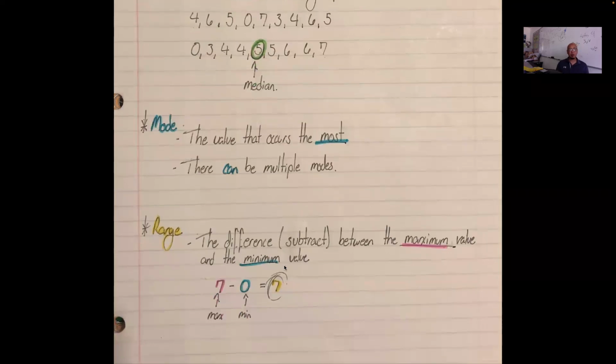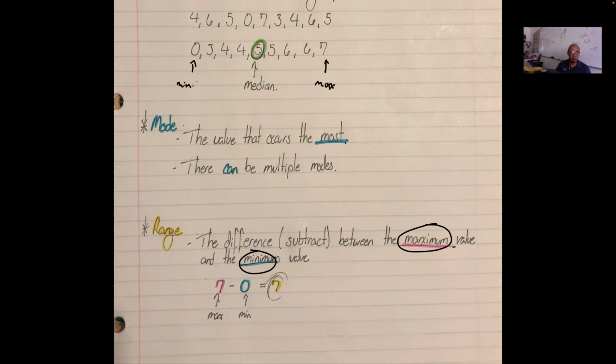And then finally, we have the range. Range, ladies and gentlemen, is always going to be the difference between the maximum, that is the highest value, not the one that occurs most often, but the highest value, and the minimum, the lowest value. So in this data set, the highest value, the maximum, would be 7. The minimum, which means the least, would be 0. So the range would be 7 minus 0. So this distribution has a range of 7.